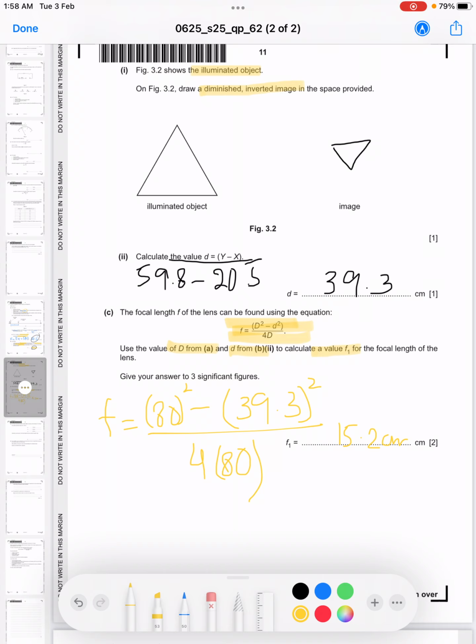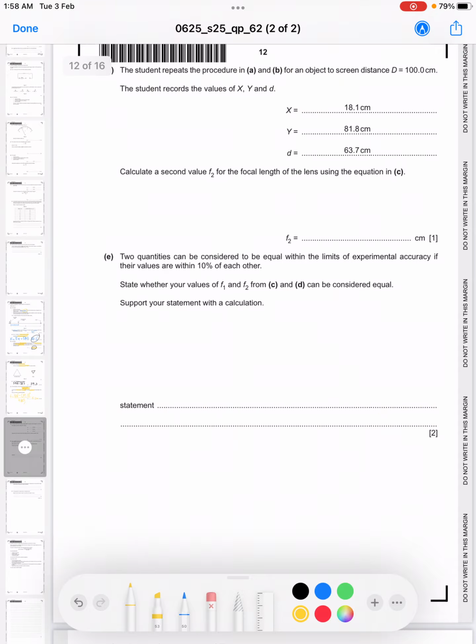Now move to the next part. The students repeat the experiment procedure in A and B for an object to screen distance of 100 centimeter. This time capital D is 100 centimeter and it records the values. These are the values that are given. Now calculate the second focal length f2 of the lens.